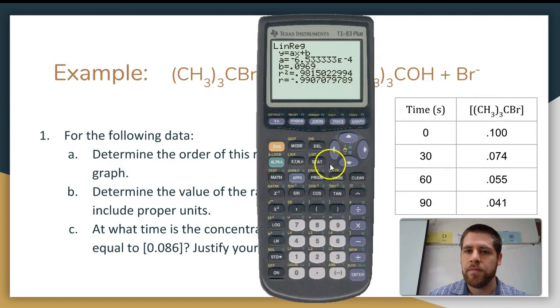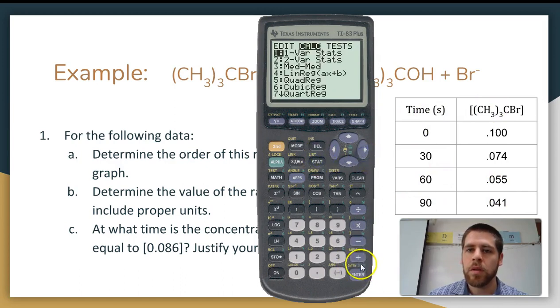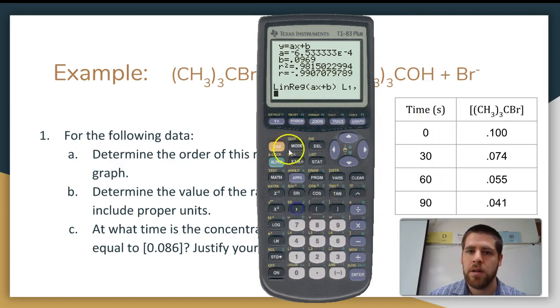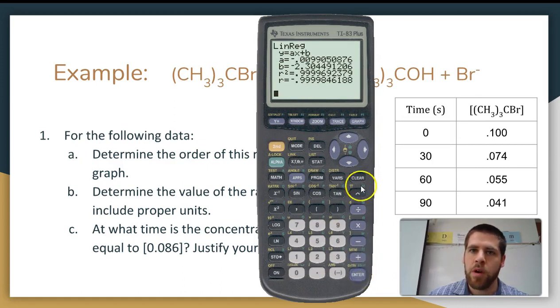Let's do it again. But this time, type in L1 for that's our time, comma L3, which is our natural log, right? And then it will run those numbers. And look at my R squared value now. It's very, very close to 1. That looks like that's our guy. So if that's the case, it would be first order, because the natural log is the first order one, right?